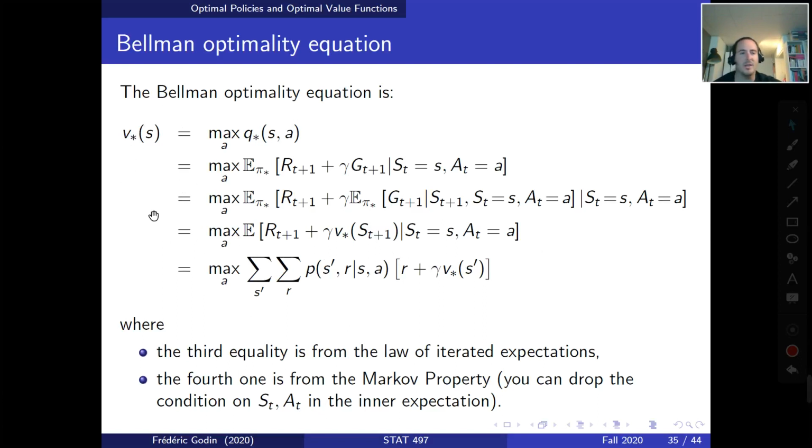This equation for a suboptimal policy doesn't hold. It's only for the best optimal policy. And it says that the optimal value of some state is the maximum across all actions of the value of an action in state S, so it's q star S A. It's the value of action A in state S, which is obtained by some expectation, which involves summing for all subsequent states S prime and all rewards R.